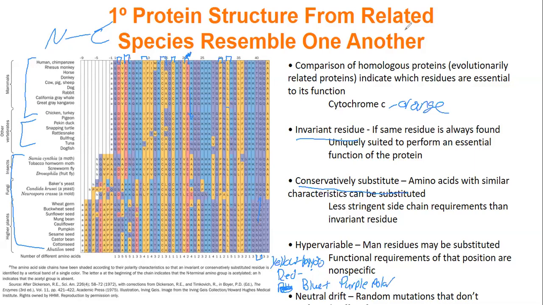Yellow is nonpolar. So those are our distinctions. One, invariant has to be that amino acid. Conservative has to be the property of the amino acid. Hypervariable can be any amino acid. So any questions about just our designations there?